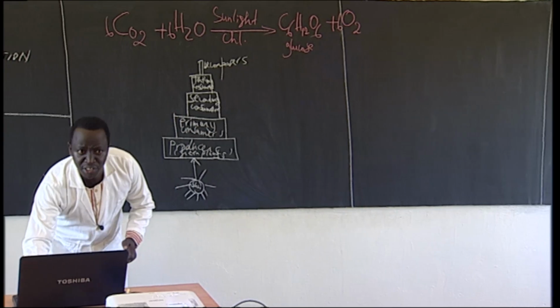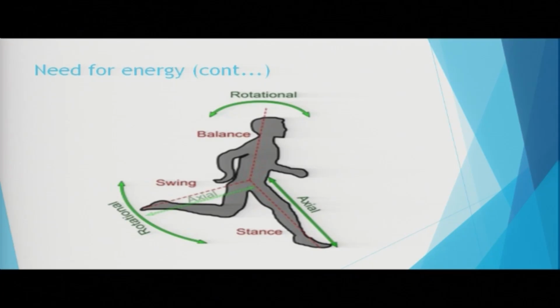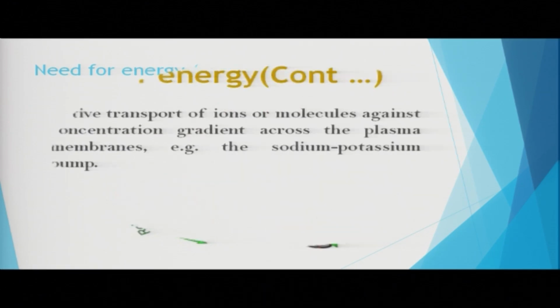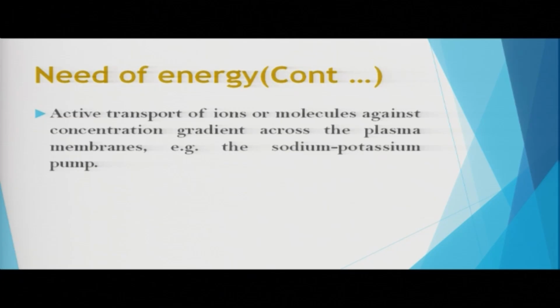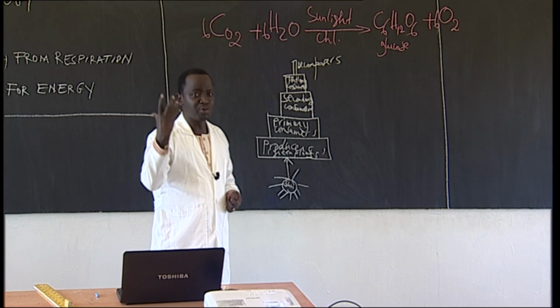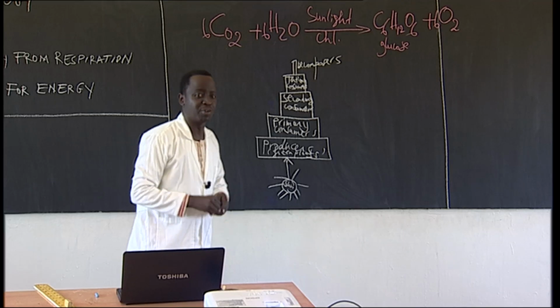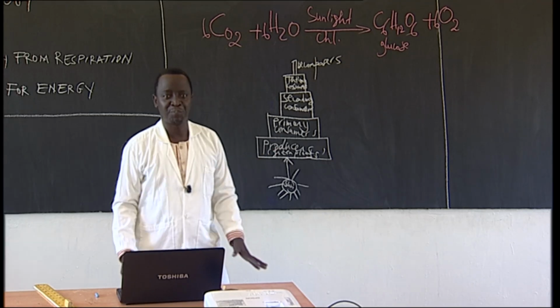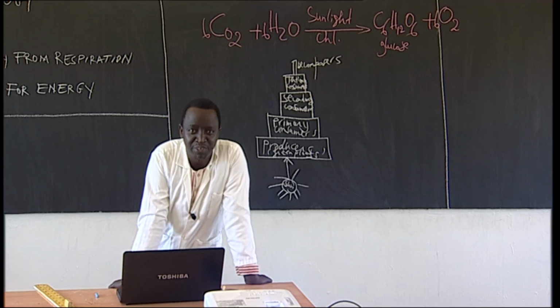Let's see on the diagram what's going on. This human being is moving. He starts to run. He cannot run when he does not have what? The energy. Active transport. Also, active transport needs what? Needs the energy. When we talk about active transport, what do you understand about that? Explain, if you have something to tell us.